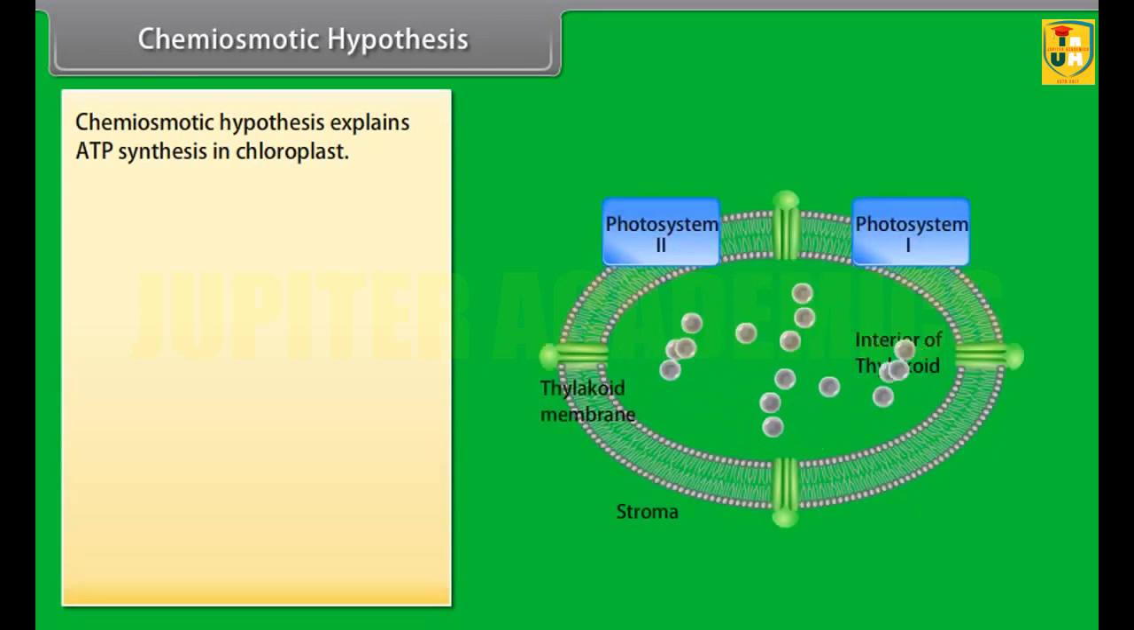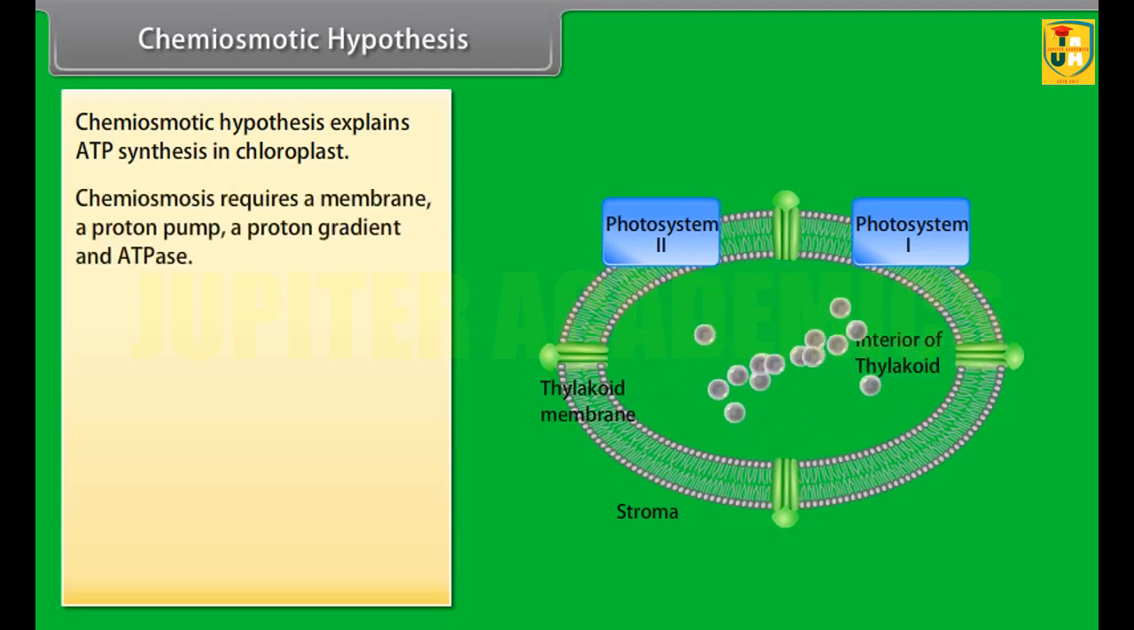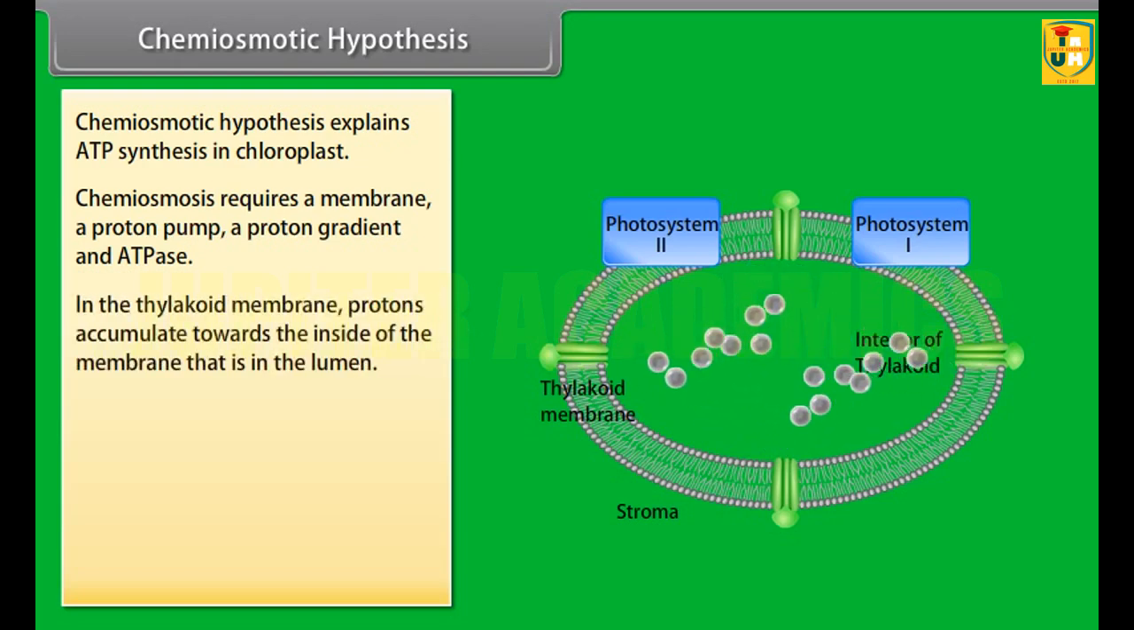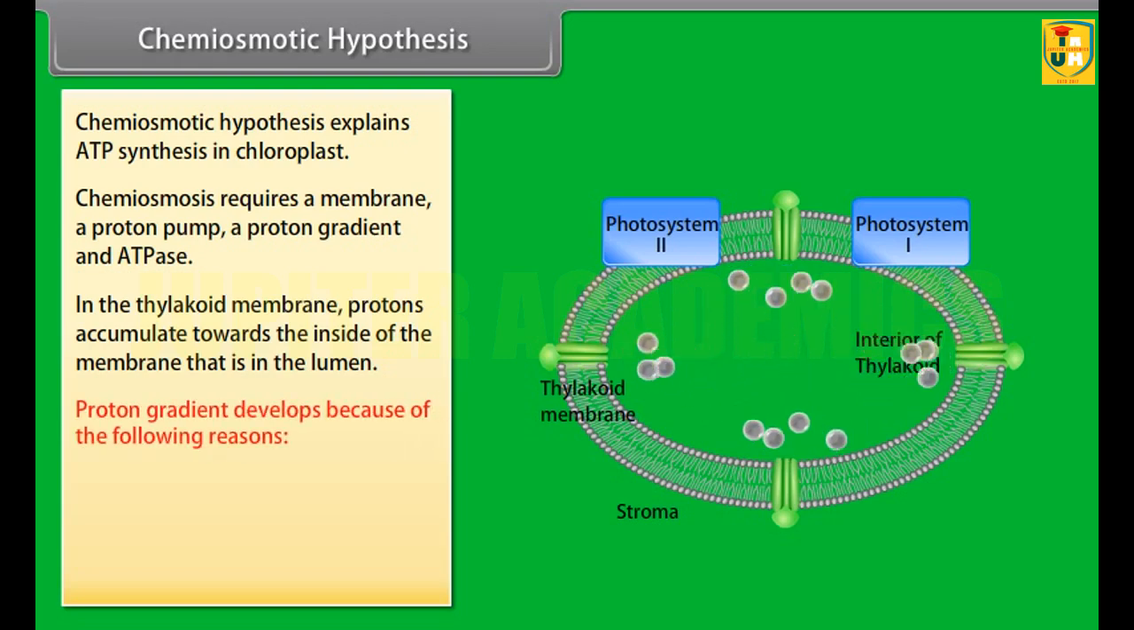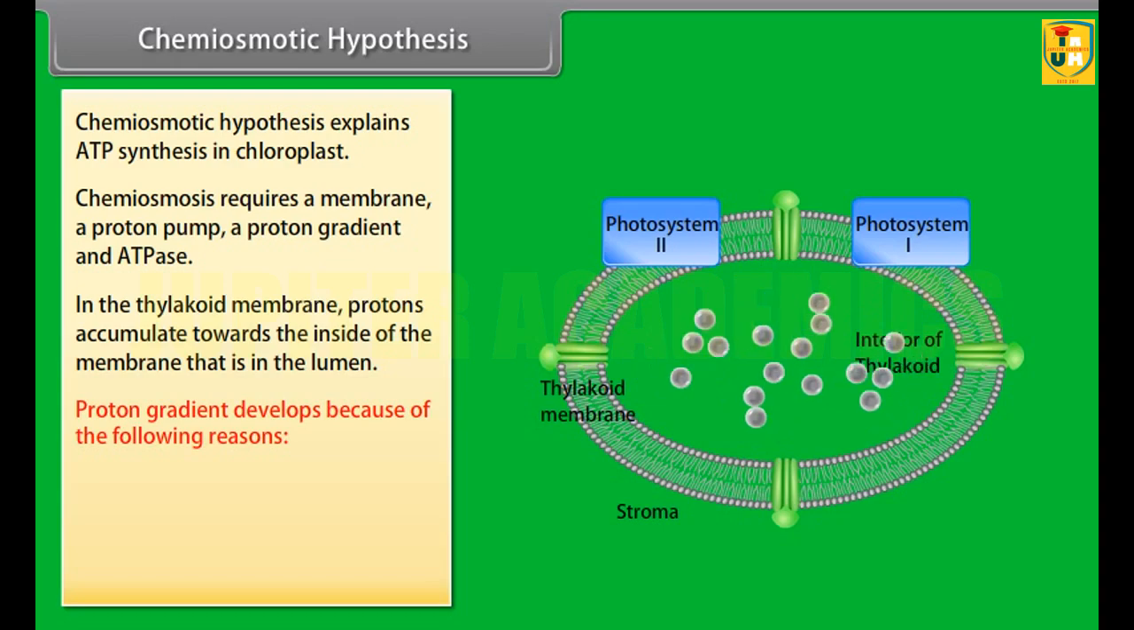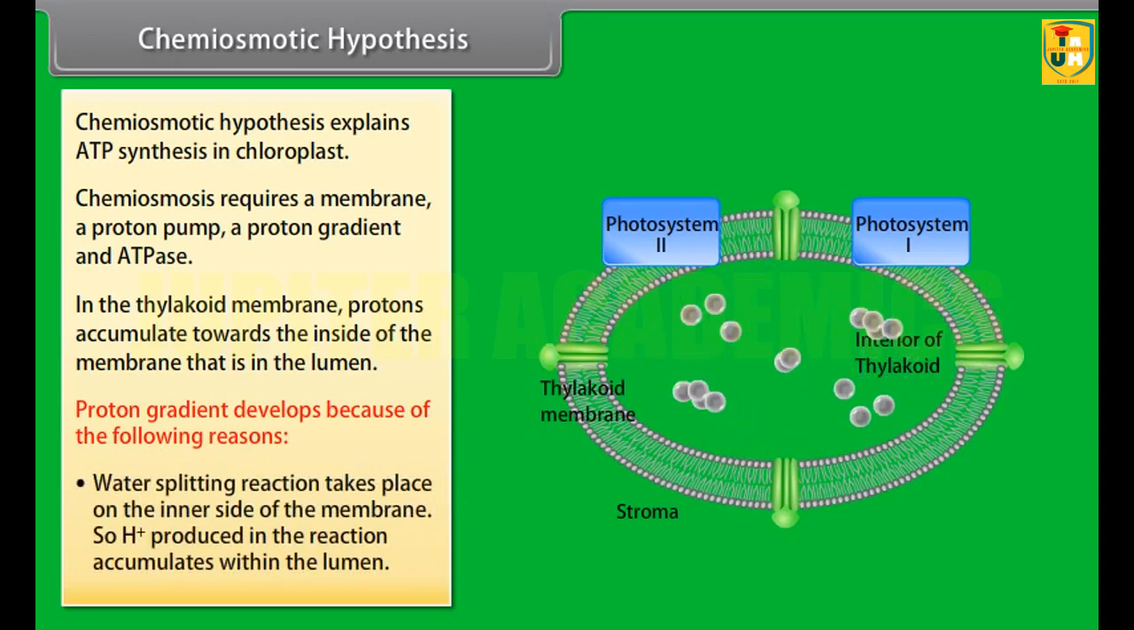Chemiosmotic hypothesis. The chemiosmotic hypothesis explains ATP synthesis in chloroplast. Chemiosmosis requires a membrane, a proton pump, a proton gradient, and ATPase. In the thylakoid membrane, protons accumulate towards the inside of the membrane, that is, in the lumen. The proton gradient develops because of the following reasons. The water splitting reaction takes place on the inner side of the membrane. So, hydrogen ions produced in the reaction accumulate within the lumen.